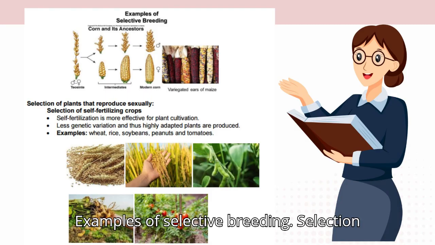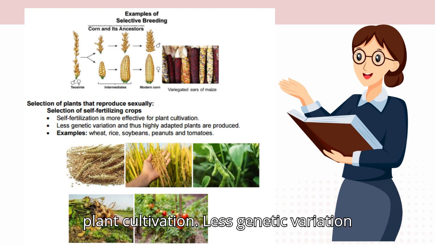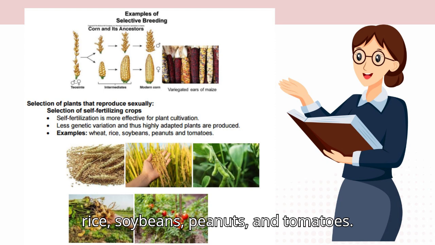Examples of selective breeding. Selection of plants that reproduce sexually. Selection of self-fertilizing crops. Self-fertilization is more effective for plant cultivation. Less genetic variation and thus highly adapted plants are produced. Examples: wheat, rice, soybeans, peanuts, and tomatoes.